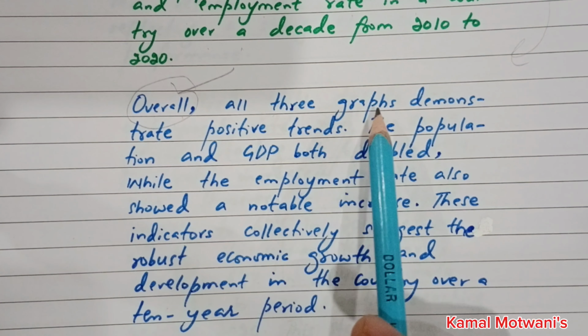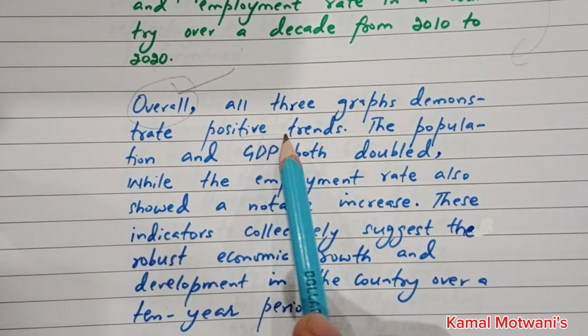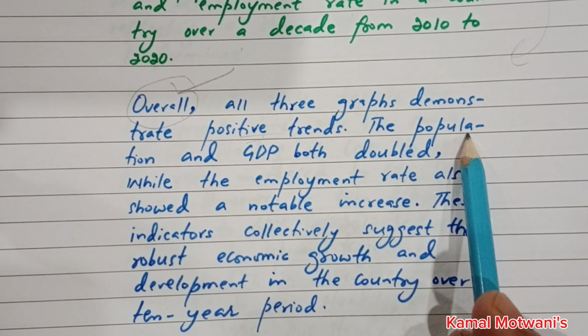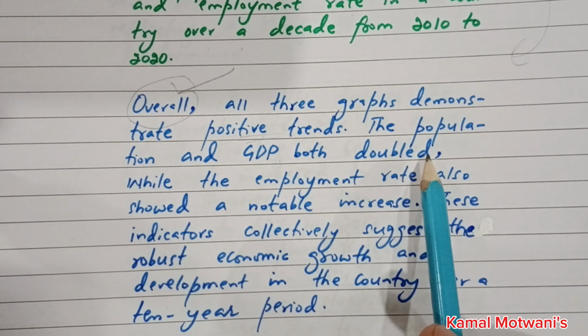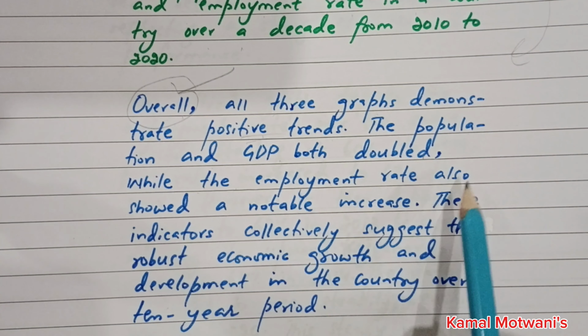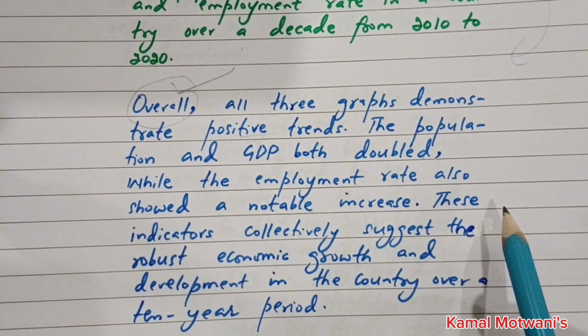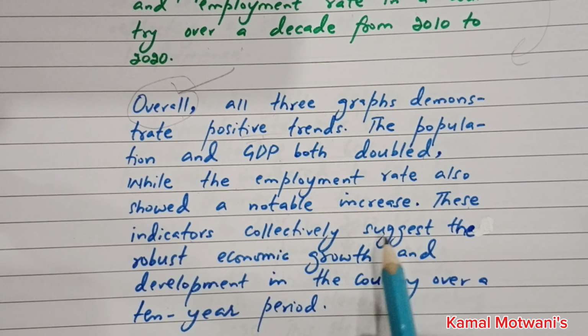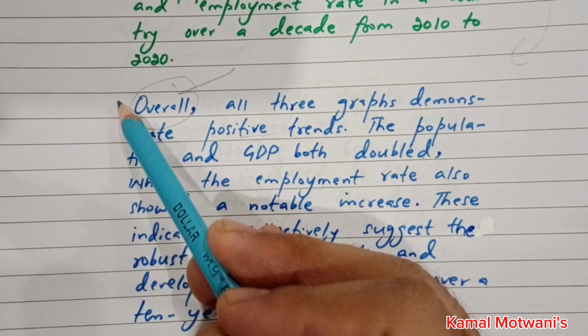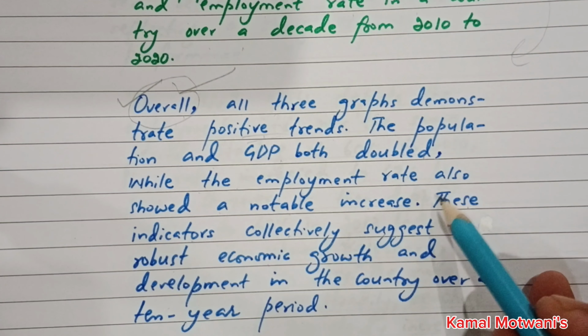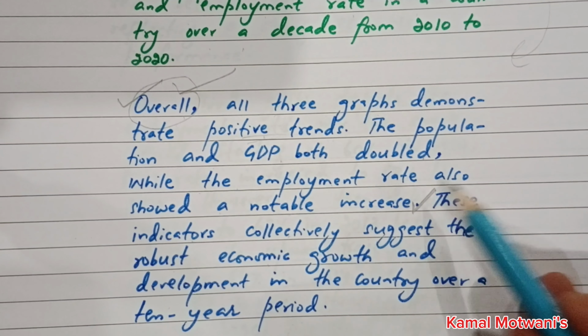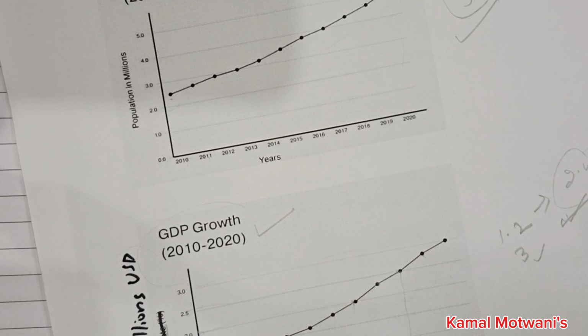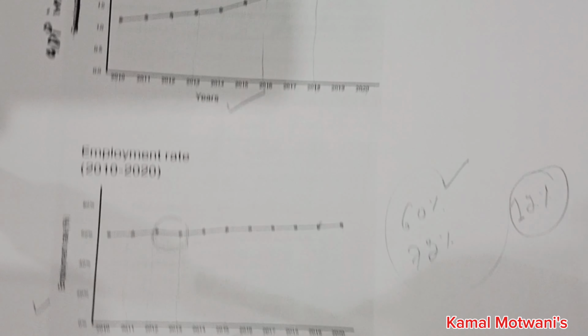Overall, all three graphs demonstrate positive trends. You see, they all went up. The population and GDP both doubled, while the employment rate also showed a notable increase. These indicators collectively suggest robust economic growth and development in the country over a 10-year period. You see, from this to this is what we observed in the graphs, as I have already written here.